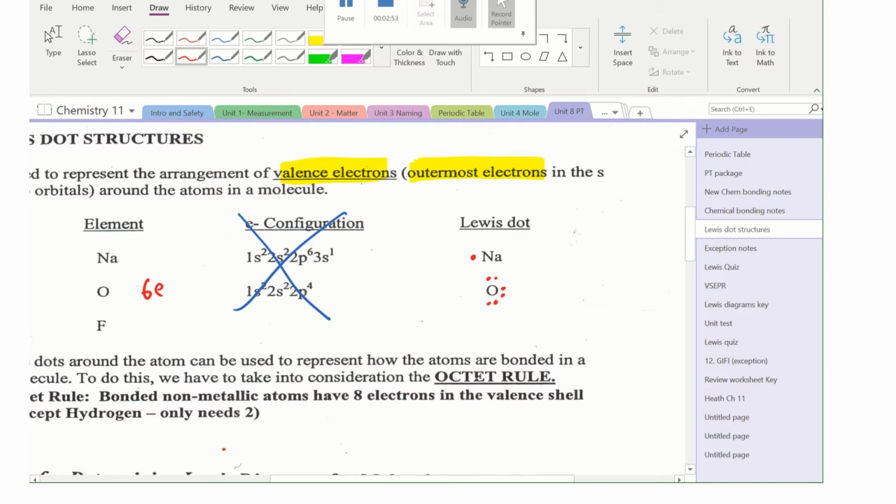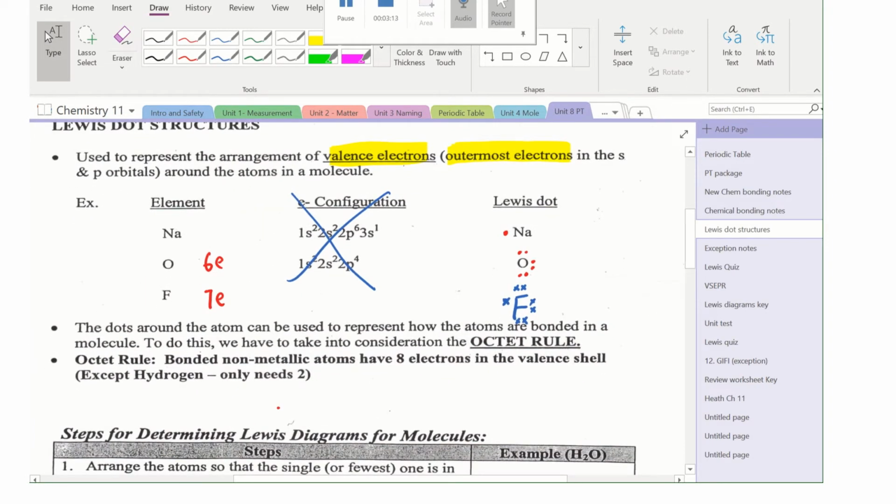Fluorine is just one next to oxygen, so it has 7 valence electrons. Just draw the symbol for fluorine and then draw 7 dots. For me, I'm just trying out the cross like this. Oopsie. So 7 crosses like this. Okay, so that's how you draw the Lewis dot for just the atom. That's just a review, and we're going to learn how to draw Lewis dots for molecules.